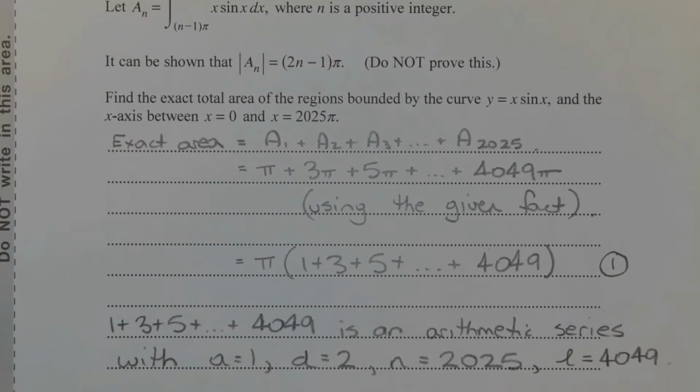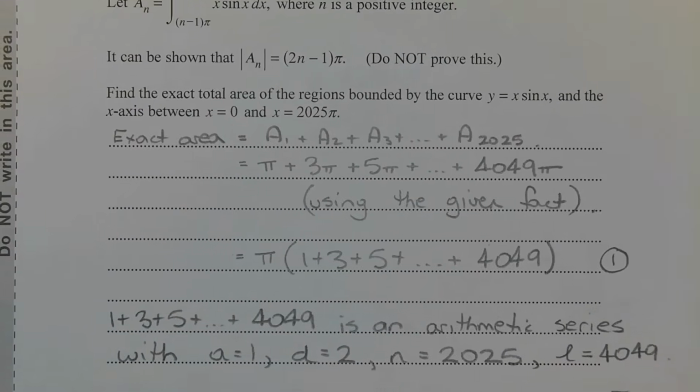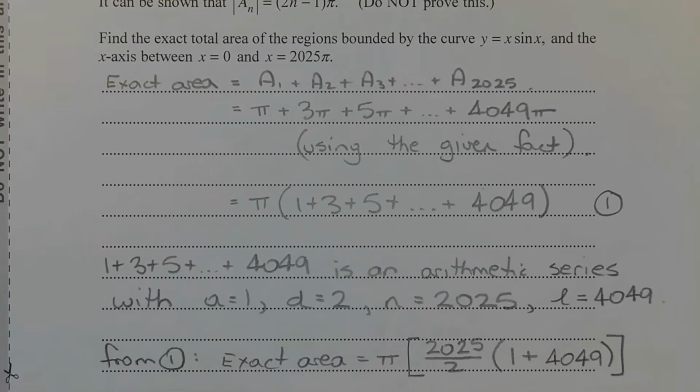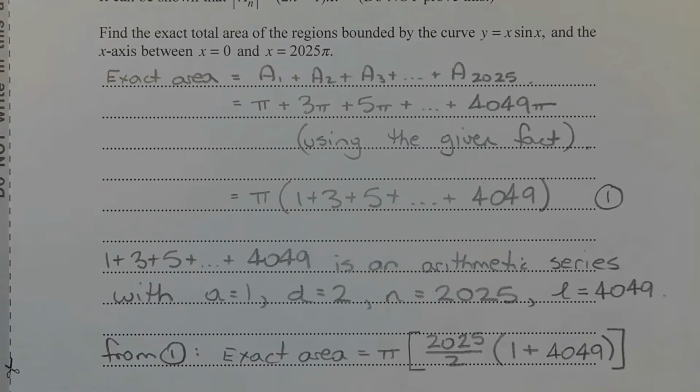Now if we consider what's inside the brackets, 1 plus 3 plus 5 plus dot dot dot plus 4049, we have an arithmetic series with the first term a equals 1. We have a common difference of 2. The total number of terms is 2025. And that makes sense because we're considering A1 plus A2 plus A3 right up to A of 2025. And the last term is 4049. There's one of two formulas we can use to find the sum of an arithmetic series. Because we have a, we have n, and we have l, we can use the n over 2 times (a plus l) formula to find the sum of this series.